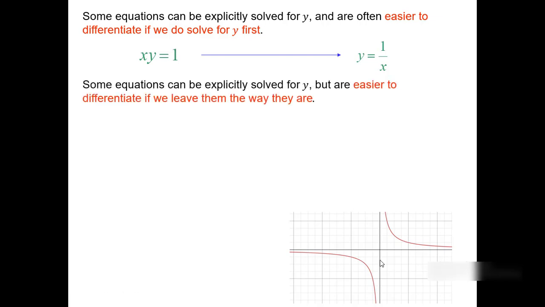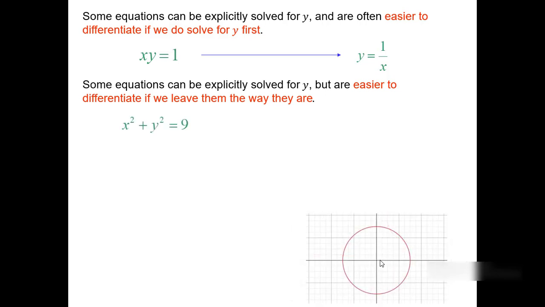Some equations can be solved for y, but are easier to differentiate if we just leave them the way they are. For instance, this circle equation. Now I could shift that x squared to the other side and take the square root, and we actually get plus or minus the square root of 9 minus x squared. Notice that these two functions separately, the positive and the negative, are functions of x, the positive being the top half of the circle, the negative being the bottom half of the circle.